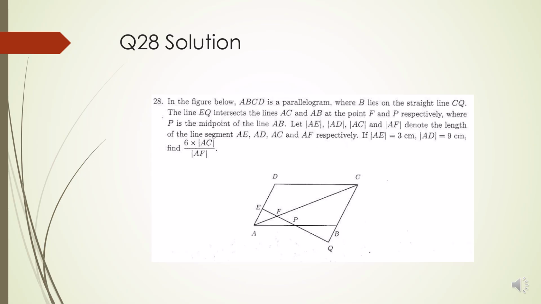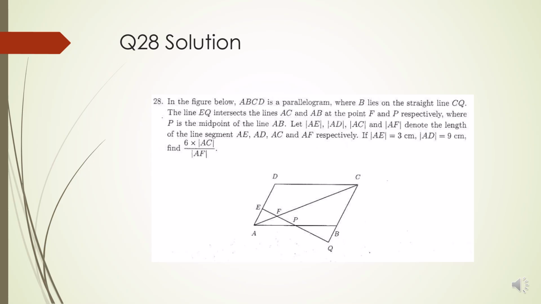So firstly, ABCD is a parallelogram where B lies on straight line CQ. So from this we can deduce that AD is parallel to CQ because B lies on top of straight line CQ. Okay, so we also notice that EQ is a straight line, and with this information we are able to find two sets of similar triangles.